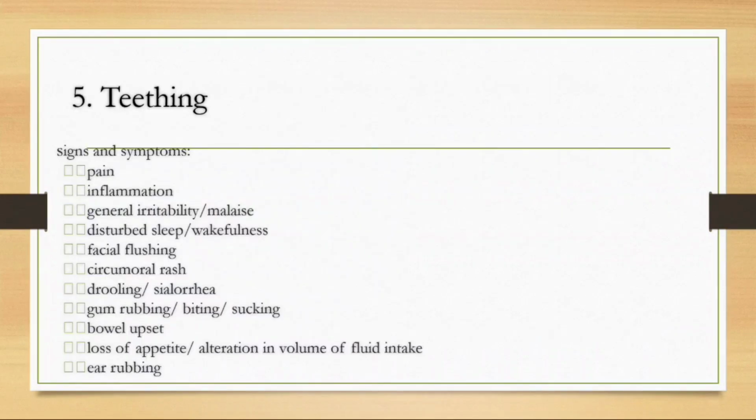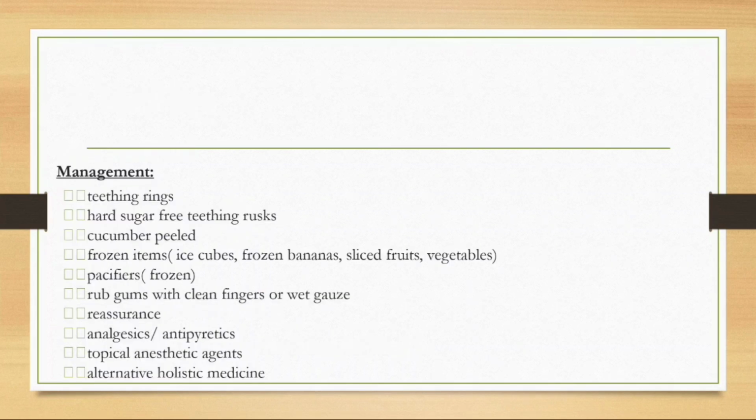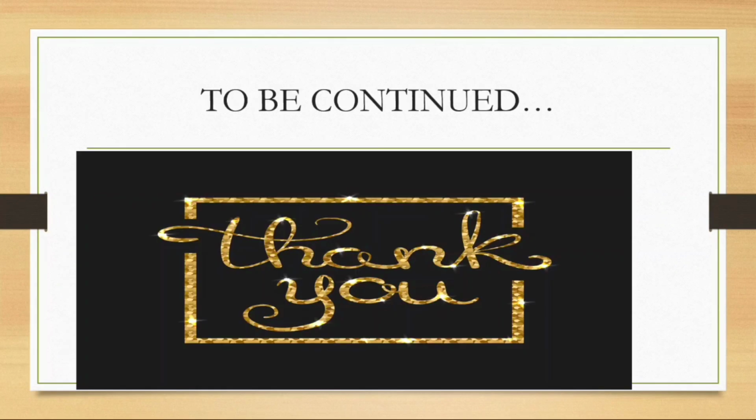Teething is nothing but the problem the babies face when the teeth erupt into the oral cavity. Mostly it is associated with pain, inflammation, malaise, disturbed sleep, facial flushing, drooling, bowel upset, loss of appetite. So we can manage it with teething rings or sugar-free teething rusks, cucumber peel can be given. If pain is there, analgesics or antipyretics can be given. Topical anesthesia will give some soothing effect.